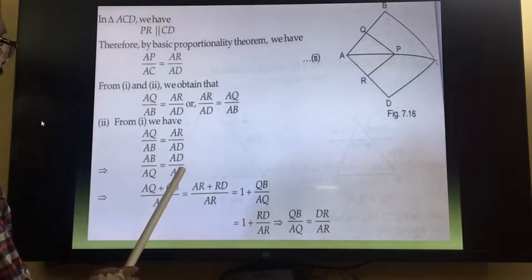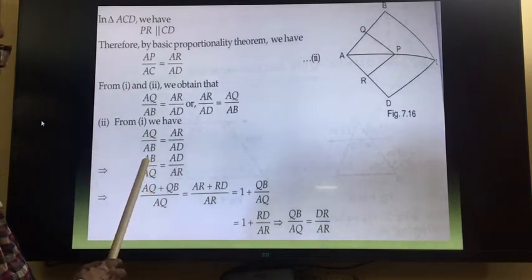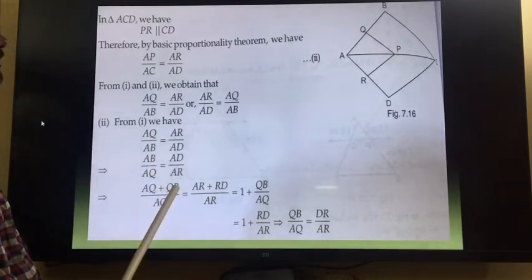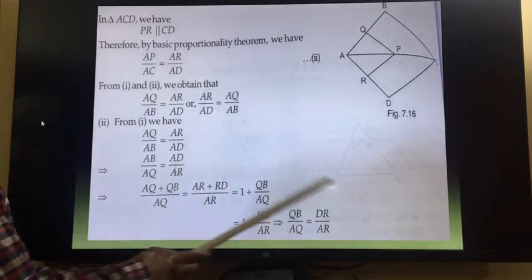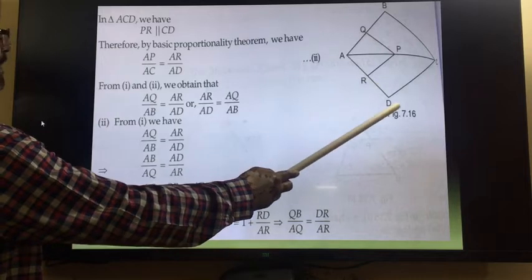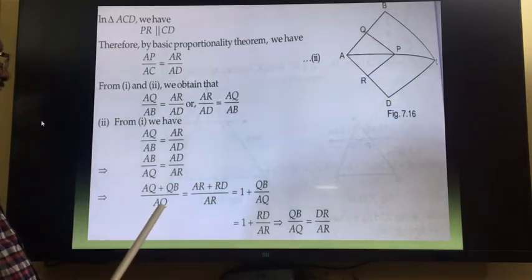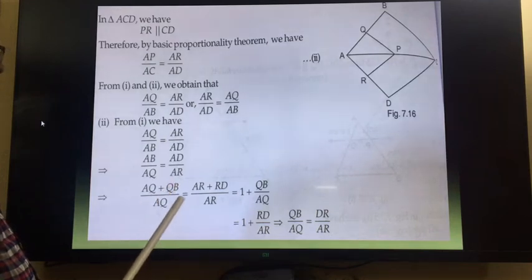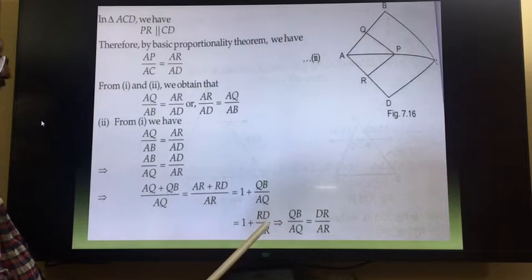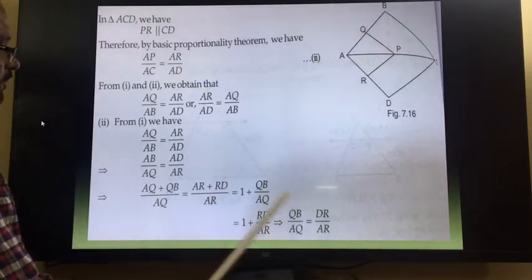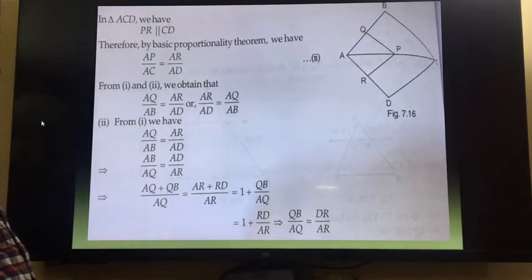So in this way we got the first result, and to get the second result we can break AB is equal to AQ plus QB upon AQ is equal to AD, we can break AR plus RD upon AR. After that, AQ upon AQ is 1 plus QB upon AQ is equal to AR upon AR, that is 1, plus RD upon AR, and 1 cancels, so we can prove QB upon AQ is equal to DR upon AR.